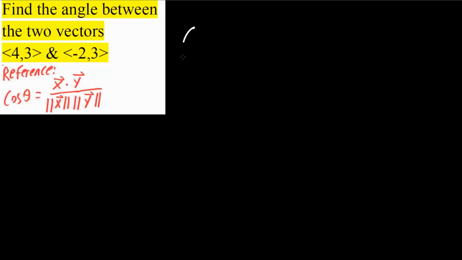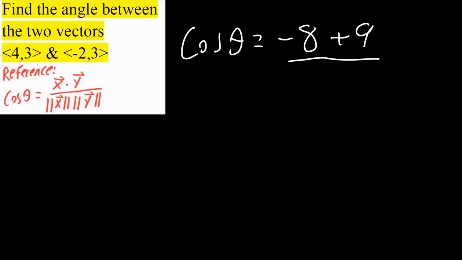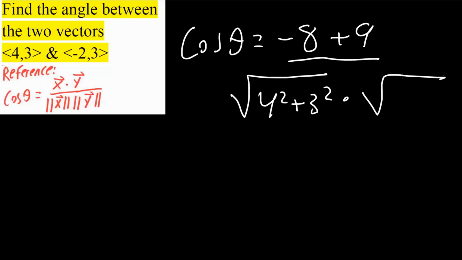So we can say that cosine theta is equal to the dot product. So 4 times negative 2 is negative 8. 3 times 3 is 9, so plus 9. Divided by the magnitude of this term times the magnitude of this term. So we get the magnitude of this term first. So that's going to be the square root of 4 squared plus 3 squared. That's this term right here, times, we do the other one. So that's going to be negative 2 squared plus 3 squared.